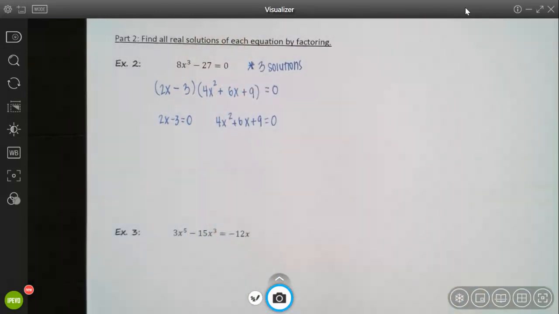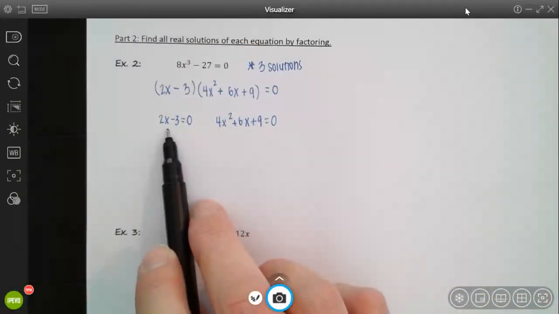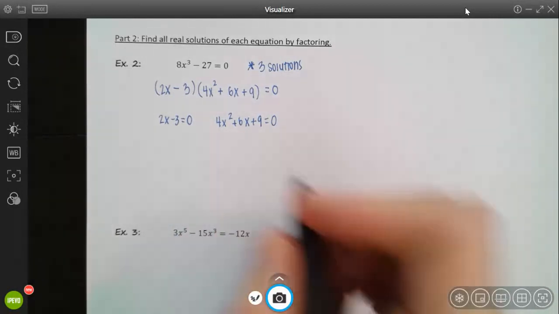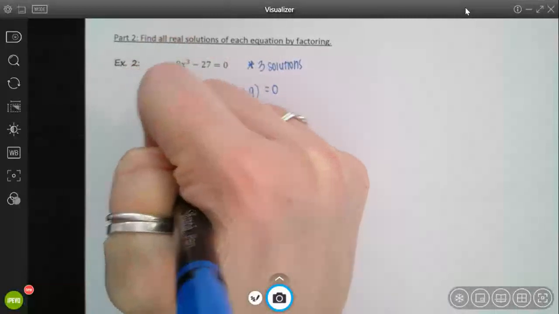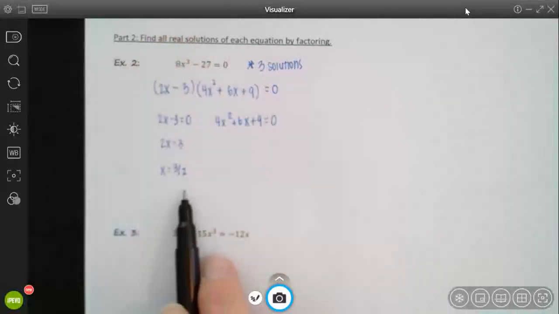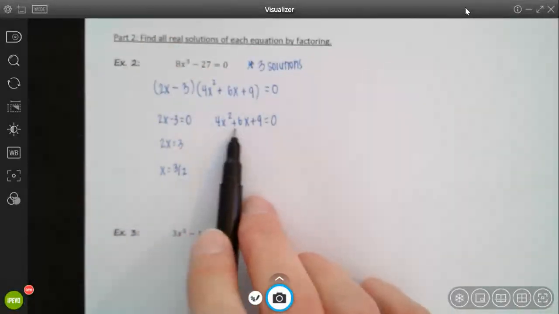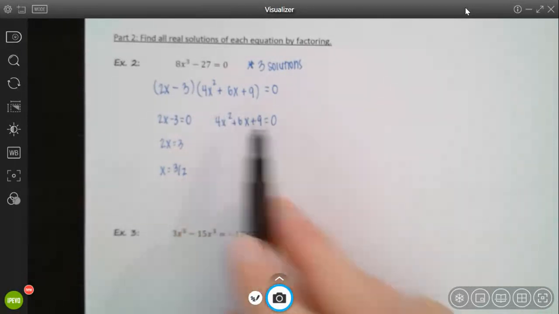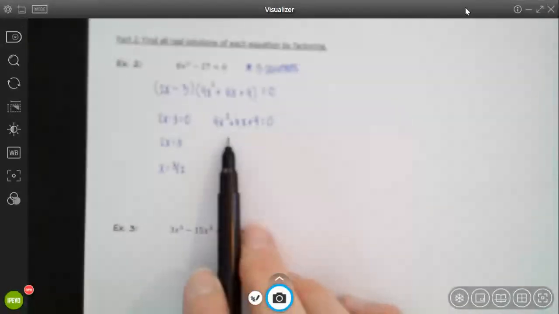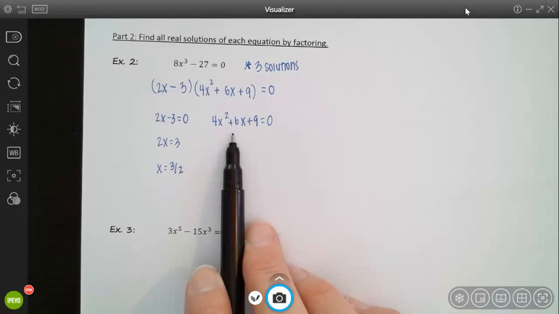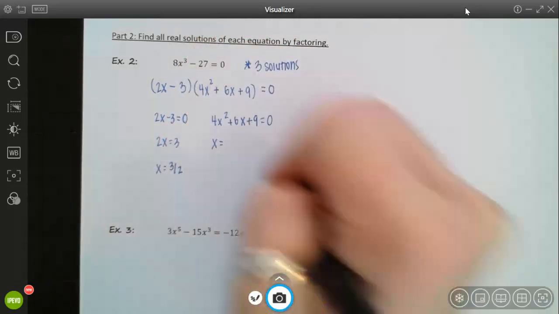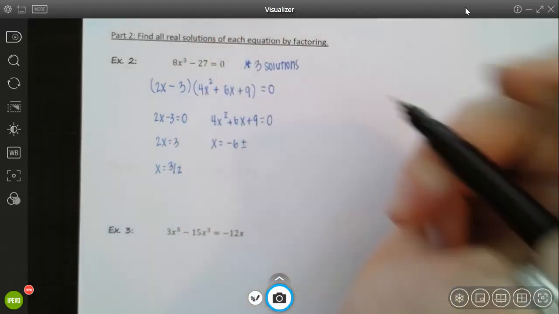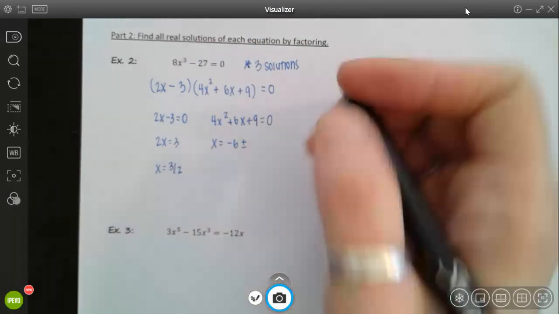So then I can go ahead and take this 2x minus 3 is equal to 0. That's going to give me a 2x equal to 3. That's going to give me an x is equal to 3 halves. So that's one of my 3 solutions. But this one over here, we said that it's definitely not going to be factorable. So my only other option to solve a quadratic trinomial that's not factorable is to use the quadratic formula. So I'm going to set up my quadratic formula, opposite of b, so -6 plus or minus the square root. I'm going to go ahead and calculate my discriminant.